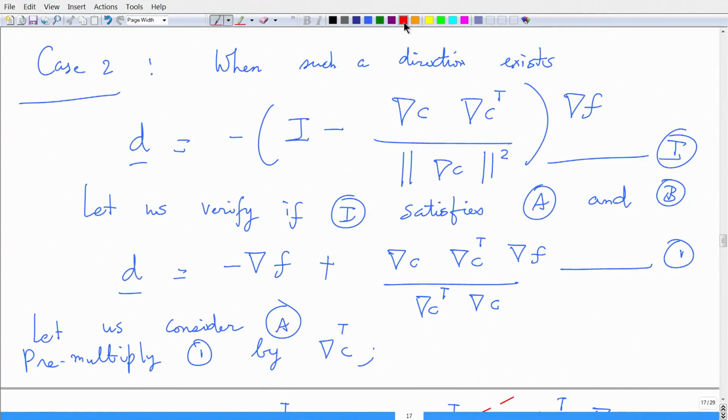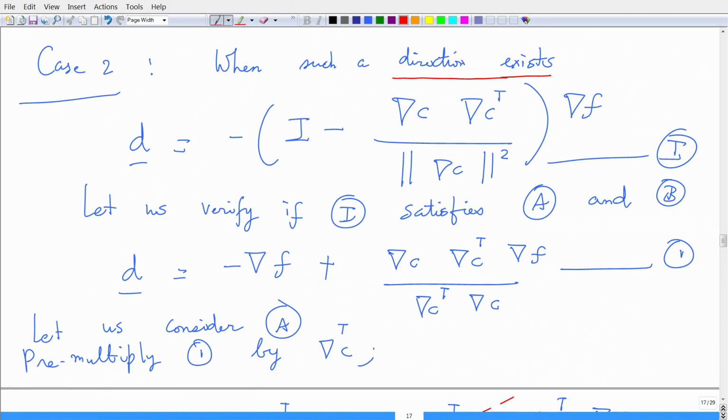Now, when we are optimizing, there should be a direction that exists. So let us see what the direction is, how we can analytically get the solution, and how we can verify that this direction satisfies the conditions given in equation A and inequality B. When such a direction exists, that means we have not reached the saddle point yet, and a solution for D can be obtained as follows.